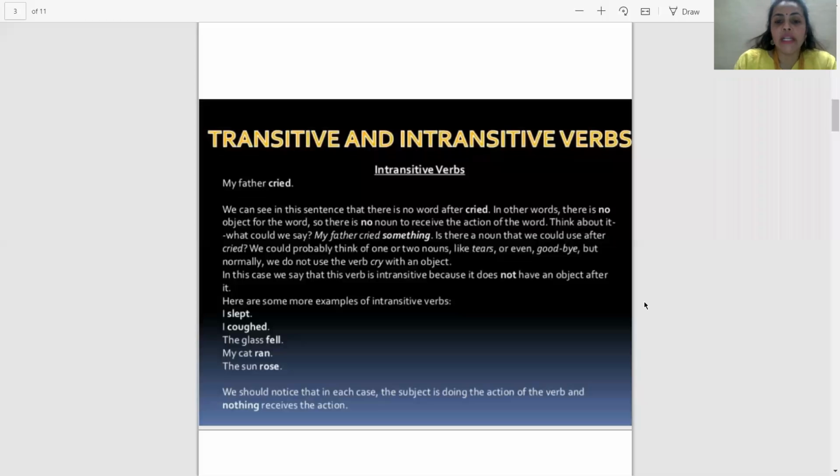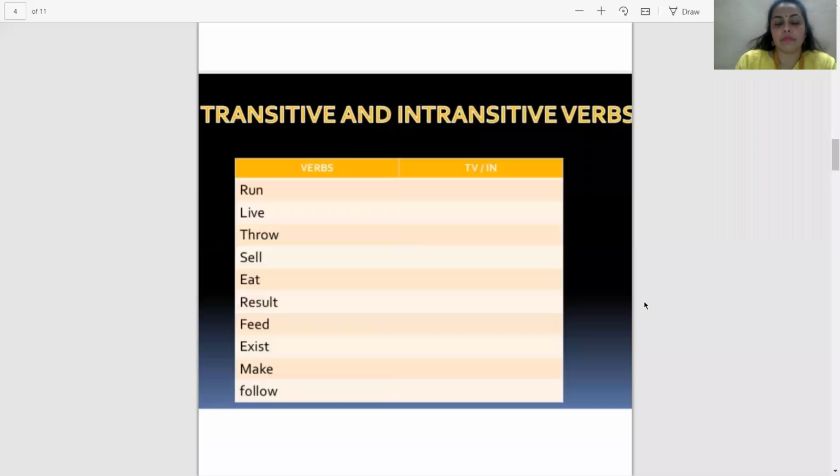We shall quickly take up some verbs, and you have to tell quickly. Run, live, throw, sell, eat, result, feed, exit, make, follow. What are these verbs? TV means transitive verb. IN means intransitive verb. Now you have got a new abbreviation for TV. It's transitive verb, not television. Okay? Have you got the answer?